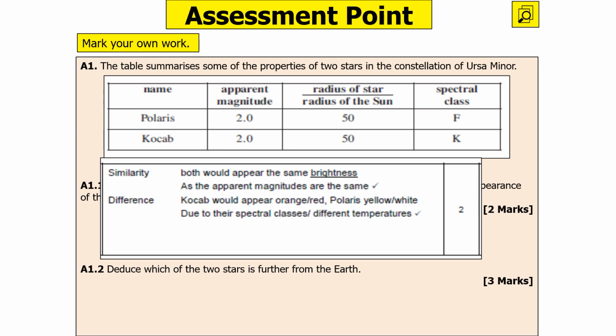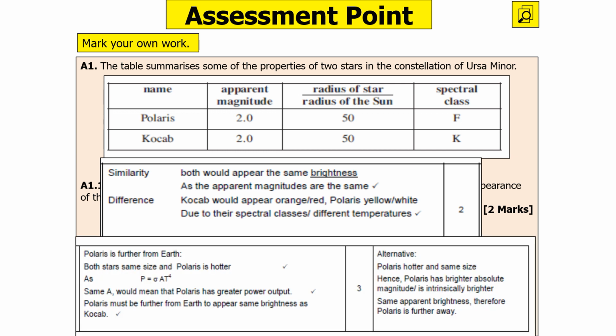Now, how can you work out which star is further away? Well, again, you're given the radius of the star, and then you can work it through by Stefan's law, P equals sigma A T to the 4. Both have the same area, but because Polaris is in spectral class F, we should know it has a higher surface temperature than K. That's just a fact you've got to learn. Therefore, it must have a higher power, so Polaris must have a greater power output, but they both appear the same brightness from the perspective of us on Earth.